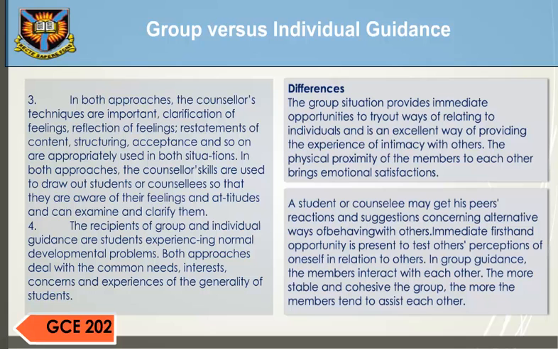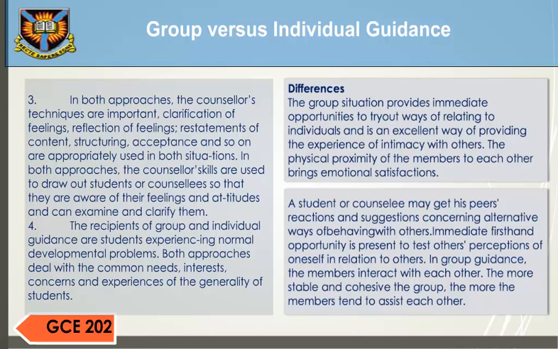Differences. The group situation provides immediate opportunities to try out ways of relating to individuals and is an excellent way of providing the experience of intimacy with others. The physical proximity of the members to each other brings emotional satisfactions. A student or counselee may get his peers' reaction and suggestions concerning alternative ways of behaving with others. Immediate first-hand opportunity is present to test others' perception of oneself in relation to others.